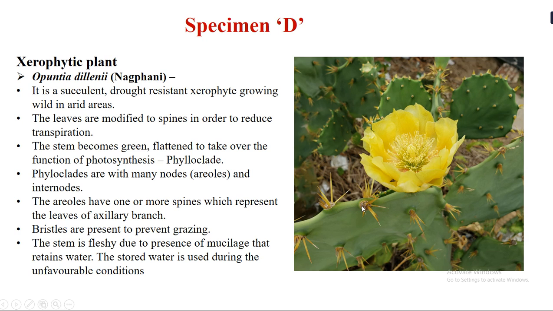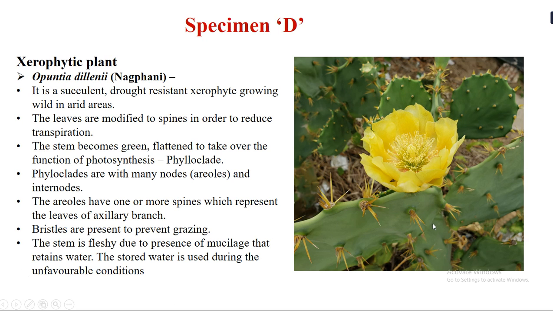Other than this, there are also small bristles present on the stem of the plant. These bristles are present to avoid grazing by animals. What are bristles? Bristles are nothing but sturdier spine-like structures. They are present so that animals, wild or domestic, do not come and graze upon this plant.